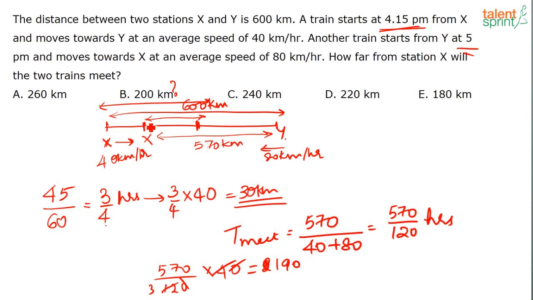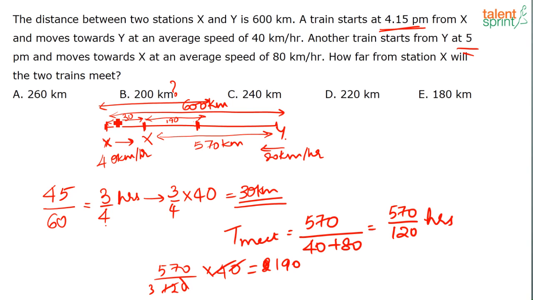So I can say that the distance travelled by train X from 5 p.m. till when both the trains meet is equal to 190. Now the question is, what is this distance, correct? This is the question. Now what is this distance? It is nothing but this 190 plus this 30, correct?